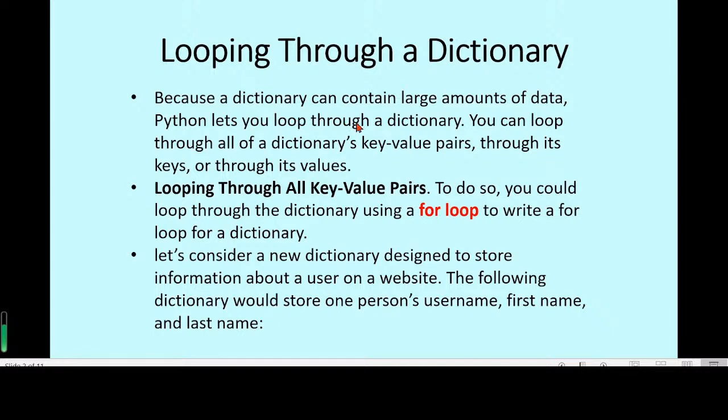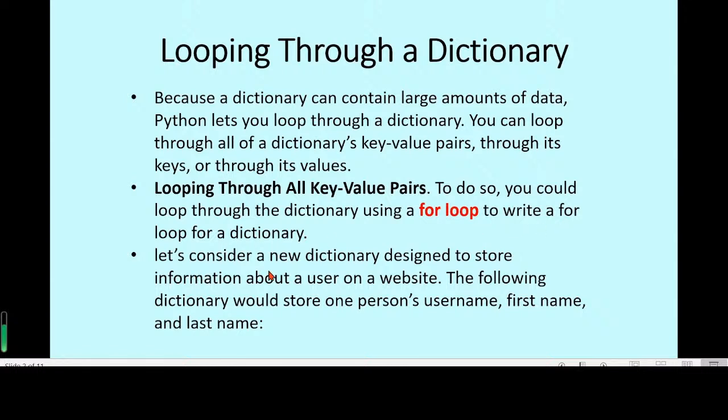Because a dictionary can contain large amounts of data, Python lets you loop through a dictionary. You can loop through all of a dictionary's key-value pairs, through its keys, or through its values. So, looping through all key-value pairs: to do so, you can loop through the dictionary using a for loop.